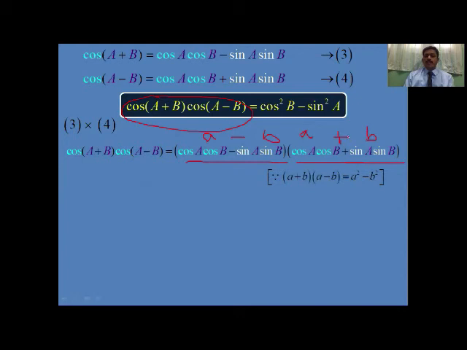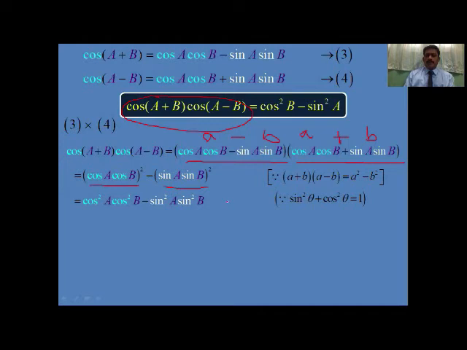Since (A plus B) into (A minus B) equal to A square minus B square, we can write the right hand side term as (cos A cos B) the whole square minus (sin A sin B) the whole square. From this we can write the next step as cos square A into cos square B minus sin square A into sin square B. Again we are going to use the same trigonometric identity sin square theta plus cos square theta equal to 1. From this we are going to replace the cos square as 1 minus sin square theta and the sin square as 1 minus cos square theta.